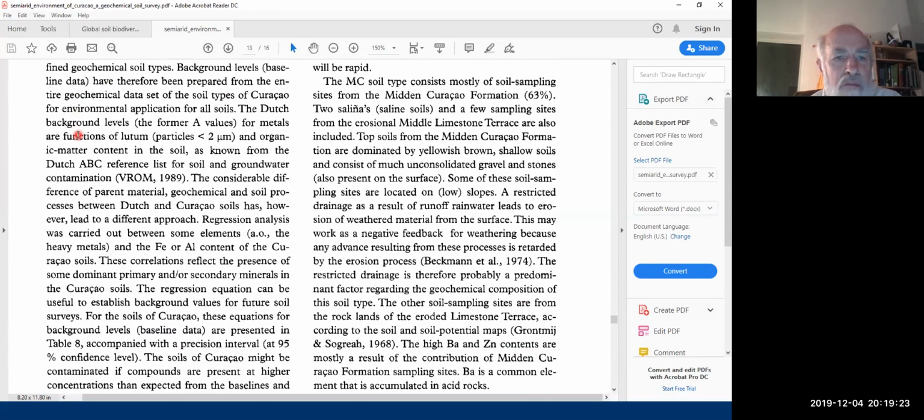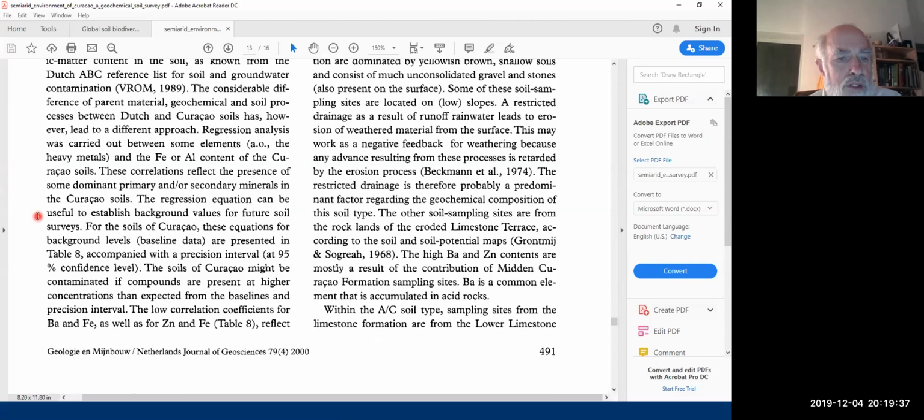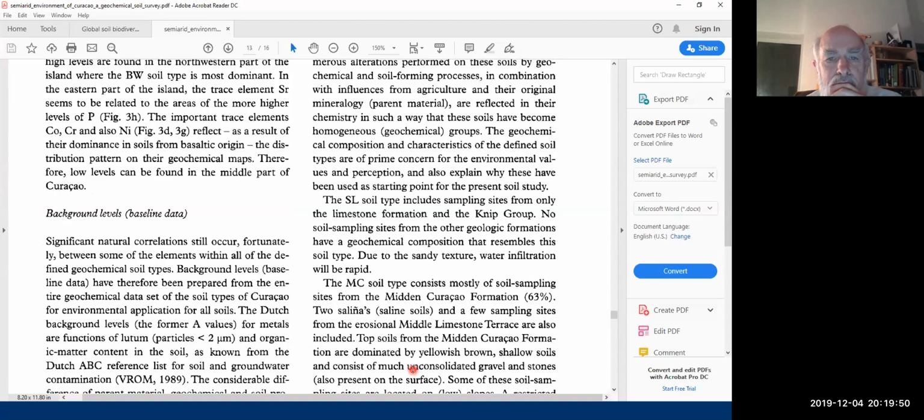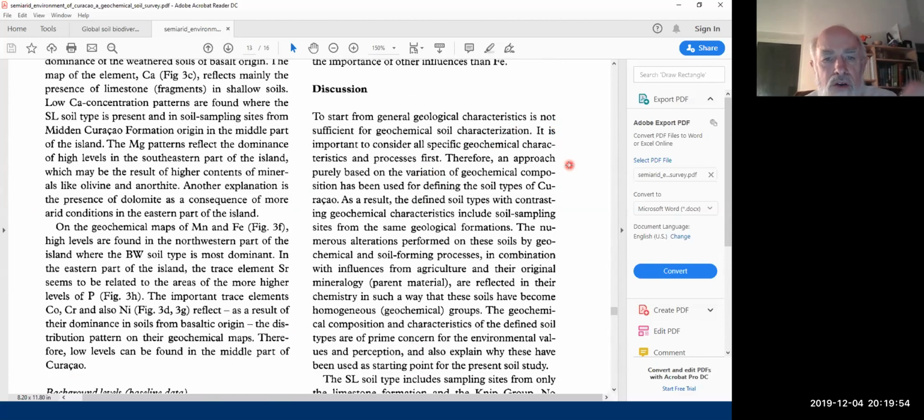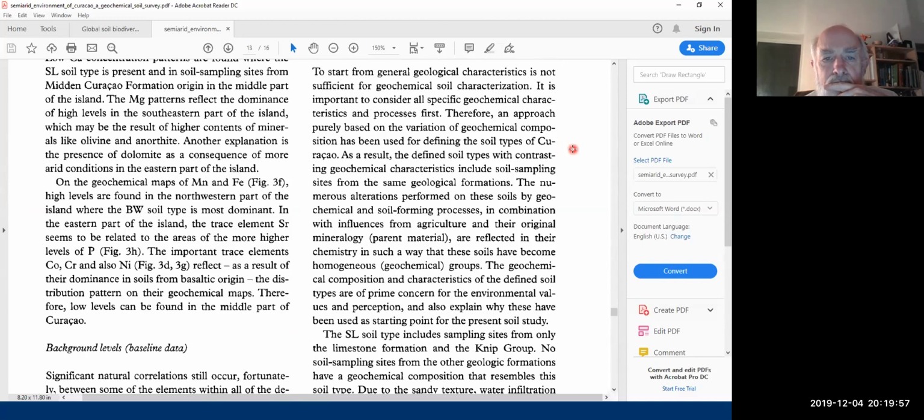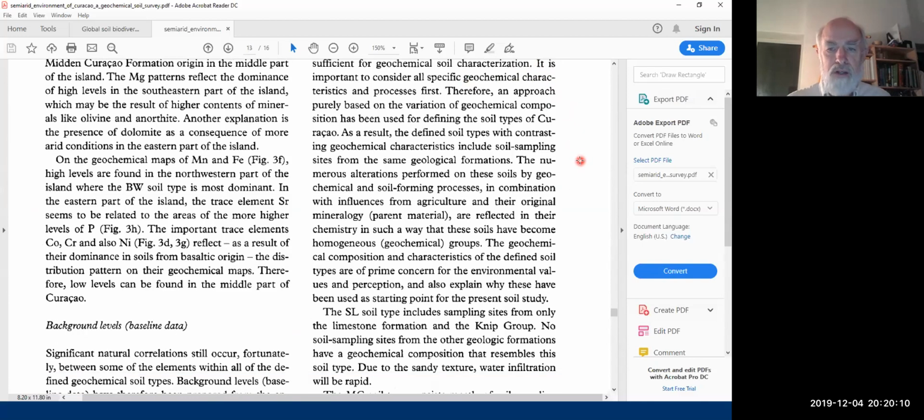So they're concerned about environmental contamination and environmental levels of the metals and other components of the soils in relation to the Dutch references for what's safe and what's not safe. They say soil may be contaminated if compounds are present at higher concentrations than expected from baseline. So, all right. Anyway, that then goes into the general results or the discussion. They said you need to consider all the specific characteristics and processes that affect the contents of the soil. So that's what they tried to do in this project.